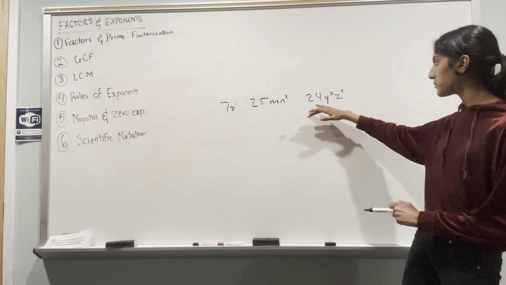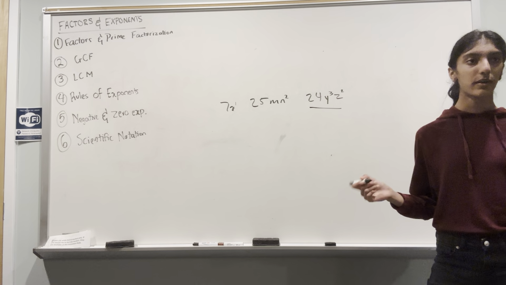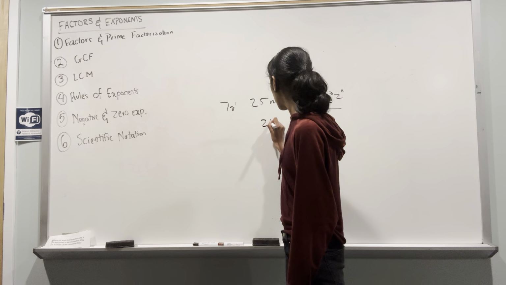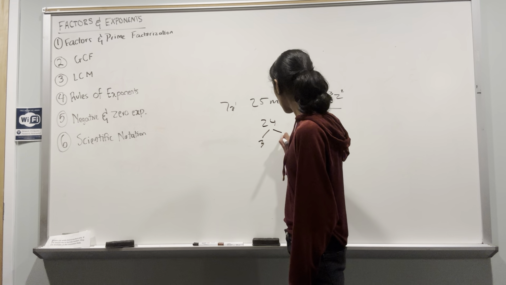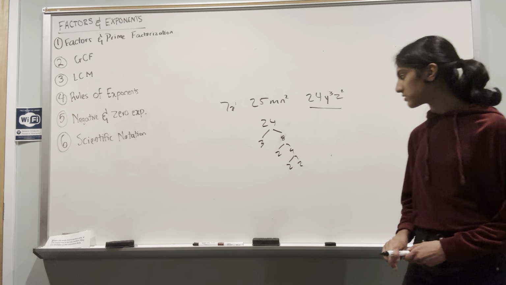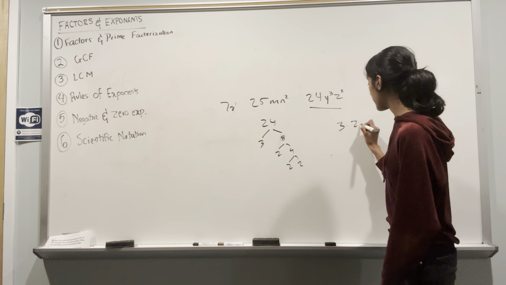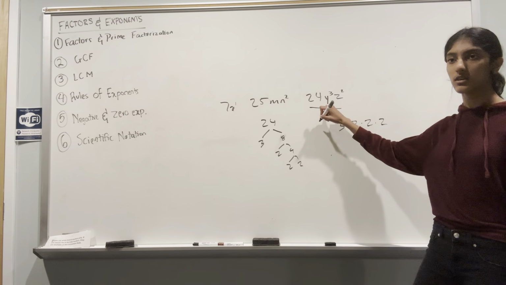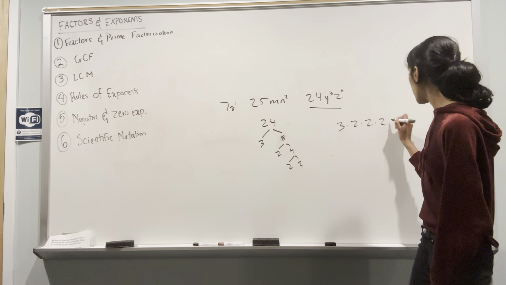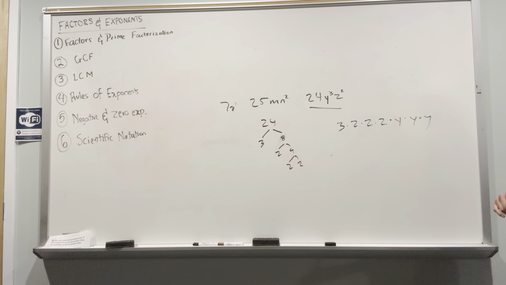So, for example, in 24, I'll look at this example. I'm going to find the prime factorization of 24 using my factor tree. So when I find the prime factorization of 24, I get 3 times 2 times 2 times 2, and then after I write that out, I'm going to write the factorization of y cubed. So y cubed is y multiplied 3 times. So I'm going to write that out 3 times, and then z squared is z multiplied 2 times.